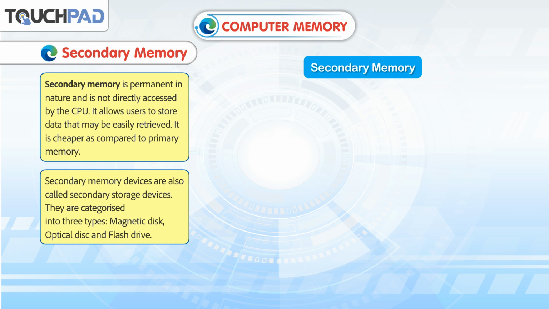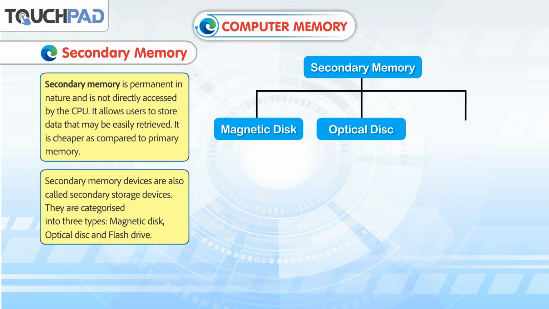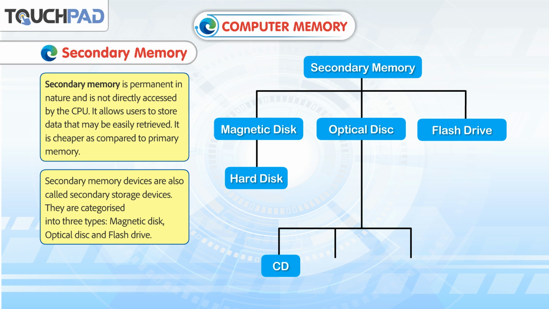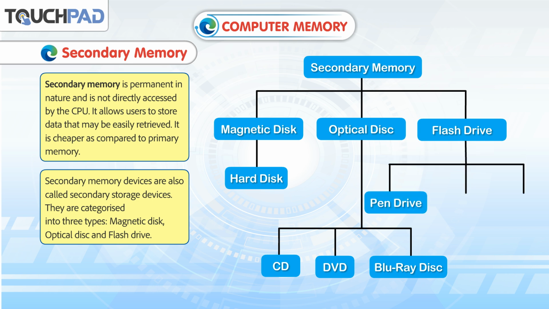Secondary memory is further divided into magnetic disk, optical disk, flash drive. Example of magnetic disk is hard disk. Examples of optical disk are CD, DVD, Blu-ray disc. Examples of flash drive are pen drive, memory card, SSD.